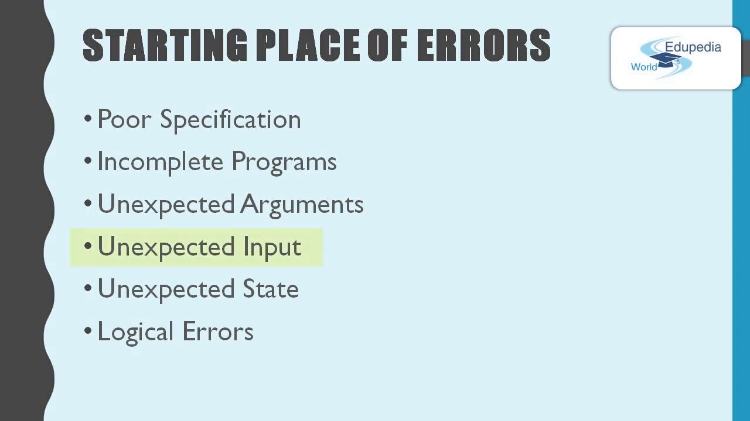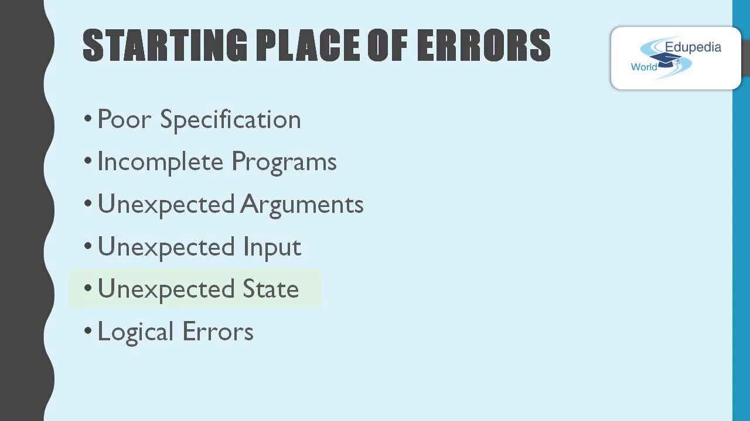The fourth one is unexpected input. Programs typically read data from a keyboard, from files, from GUIs, from network connections, etc. A program makes many assumptions about such inputs, for example, whether the user will input a number or a string value. What if the user inputs a string value rather than the expected integer? If we do not handle that kind of situation correctly, possibly there would be an error.